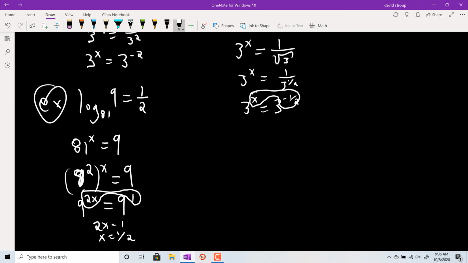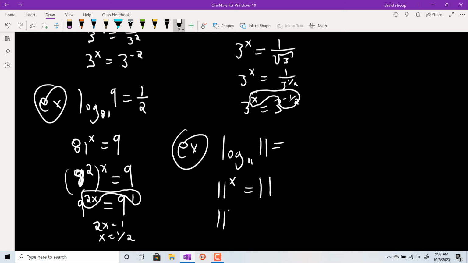Or you just recognize, okay, if I take the square root of 81, and the square root is the same as raising it to the 1/2 power, you can think of it that way. And then some easy ones here. Log base 11 of 11 equals, so 11 to what power equals 11? Well, it's just the first power, right? Because this is 11 to the 1.